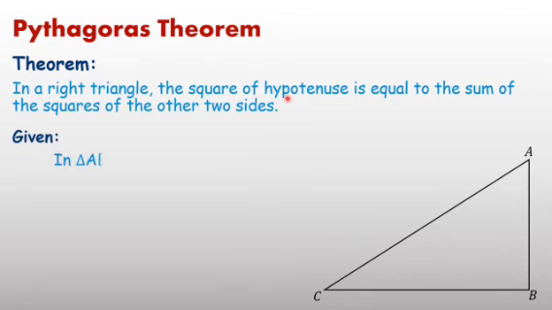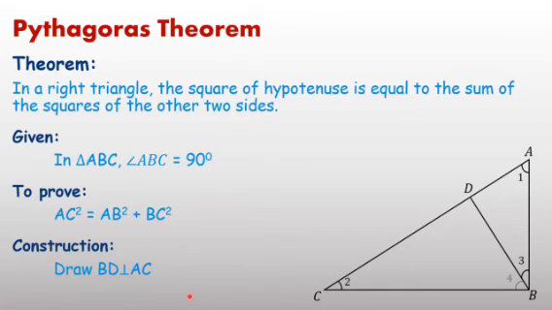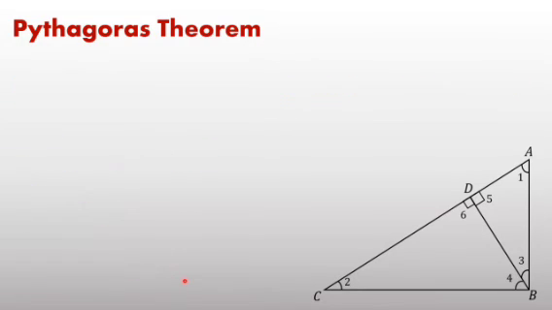It implies the given part we can write as angle B 90 degrees. And to prove AC square equal to AB square plus BC square. Then construction: draw BD perpendicular to AC. Proof.